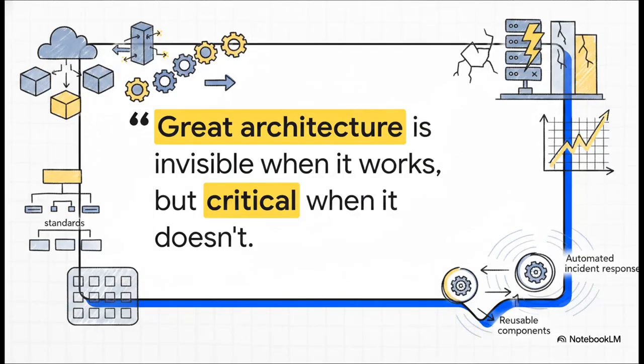I absolutely love this quote. Great architecture is invisible when it works, but critical when it doesn't. Think about a zero downtime deployment. Nobody really notices the underlying architecture because everything just works seamlessly. But the very moment a massive traffic spike hits or an availability zone goes down, your automated incident response and those reusable components, they suddenly become the most critical assets your company has.